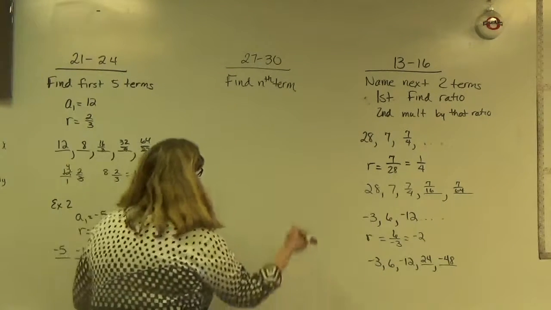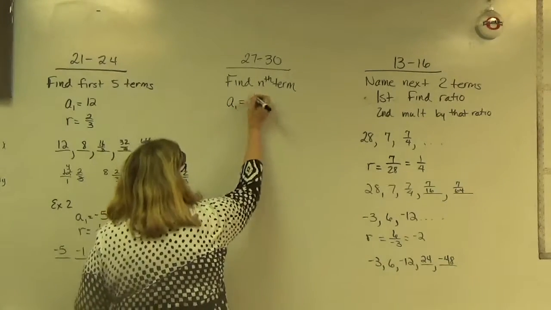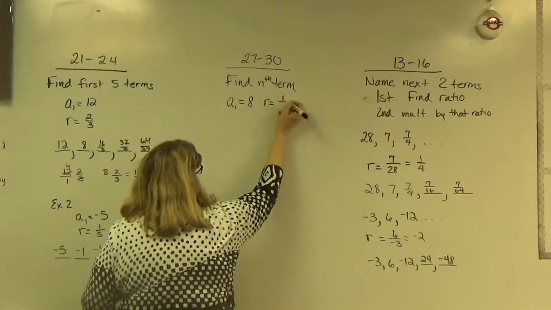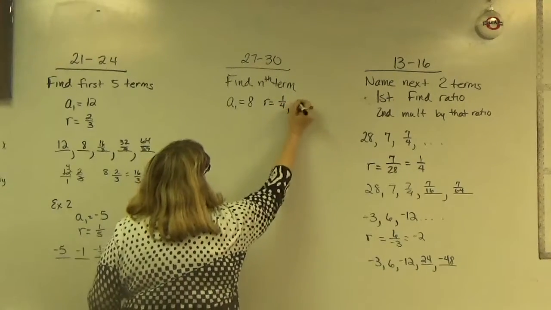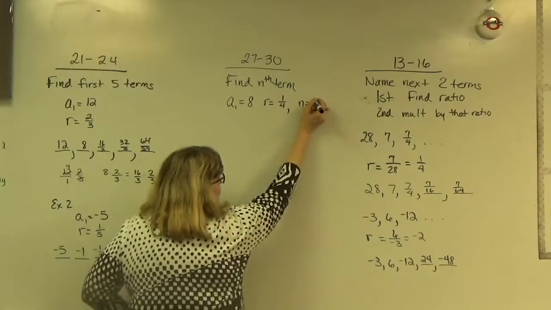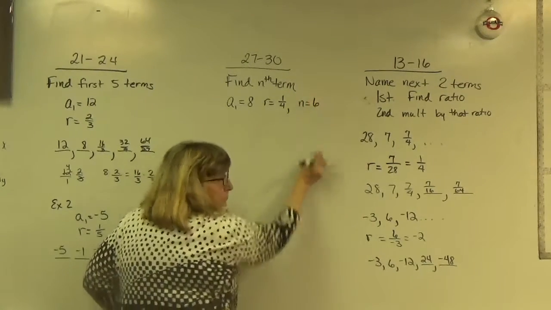So they're going to give you a first term. They're going to give you a ratio. And they're going to tell you how far you want it to go. So let's say n equals 6.